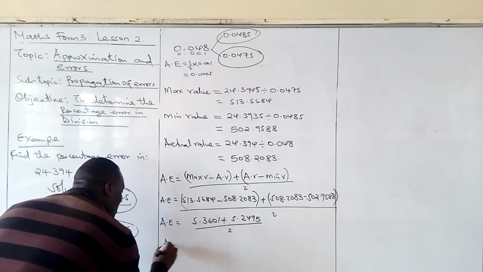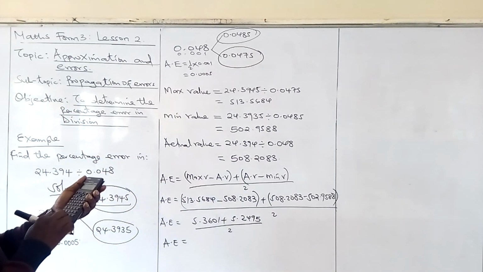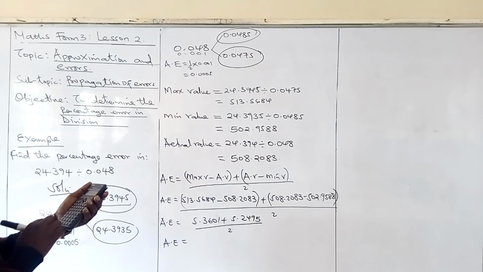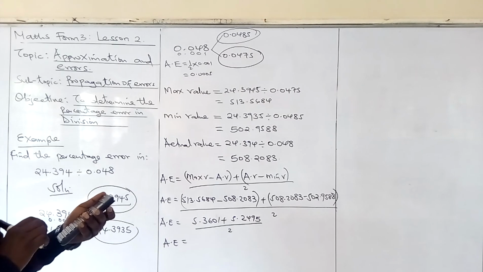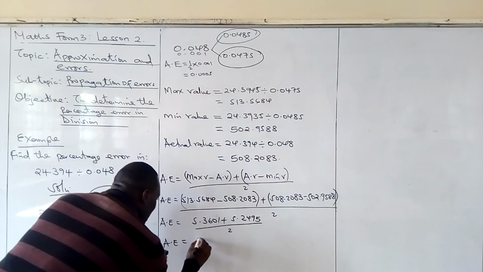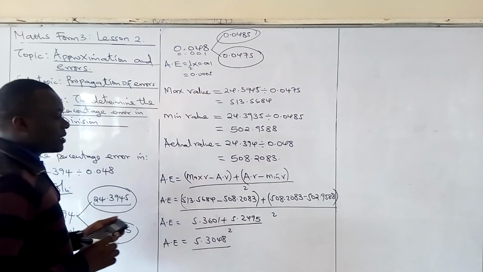So our absolute error becomes 5.3601 plus 5.2495, divided by 2. I'm getting 5.3048. That is the absolute error.